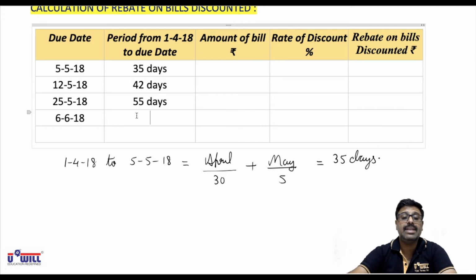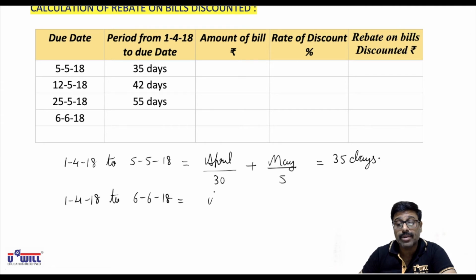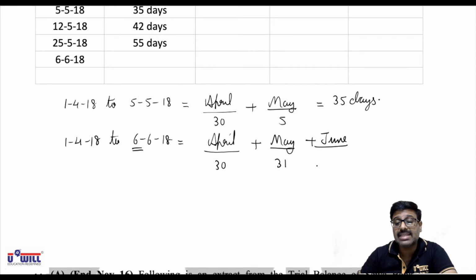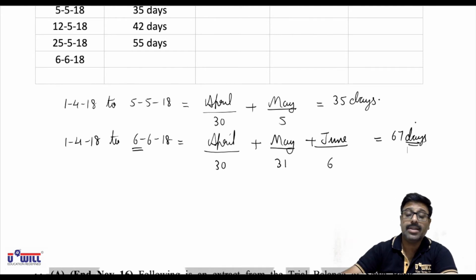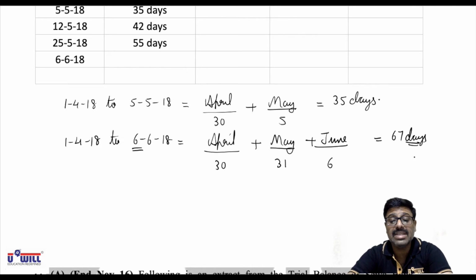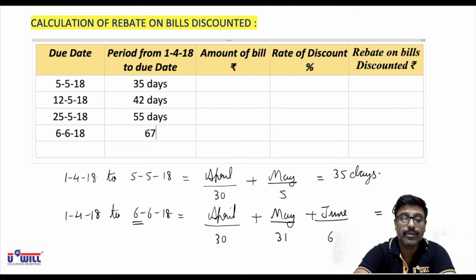Now 6th June means 1st April 2018 to 6th June. So we have to take April, May and June, 3 months, into consideration. April complete month, May complete month and 6 days of June. So 30 plus 31, 61, 61 plus 6, 67 days total from the date of year ending.